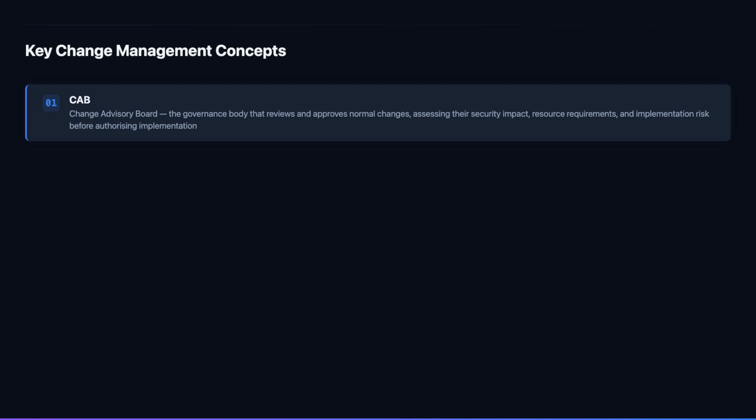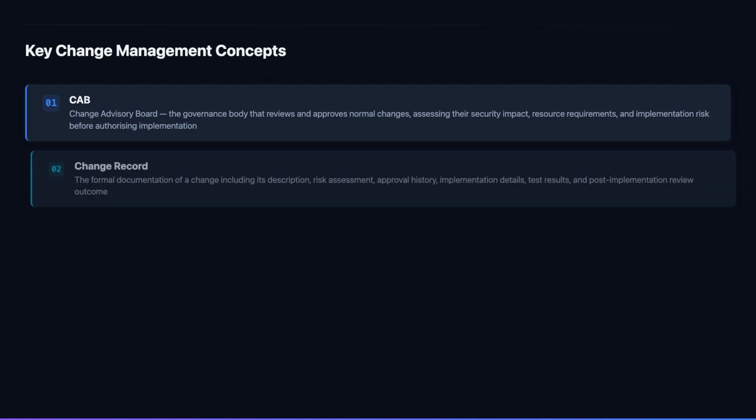For ISO 27001 auditors, CAB records are primary evidence that change management is operating as a real governance process rather than a formality. The change record is the complete documentary history of a single change through the change management lifecycle. A well-maintained change record demonstrates that every stage of the process was completed. The change was requested with sufficient information, risk assessed against defined criteria, approved by the appropriate authority, tested before production implementation, implemented according to the approved plan, and reviewed after implementation.